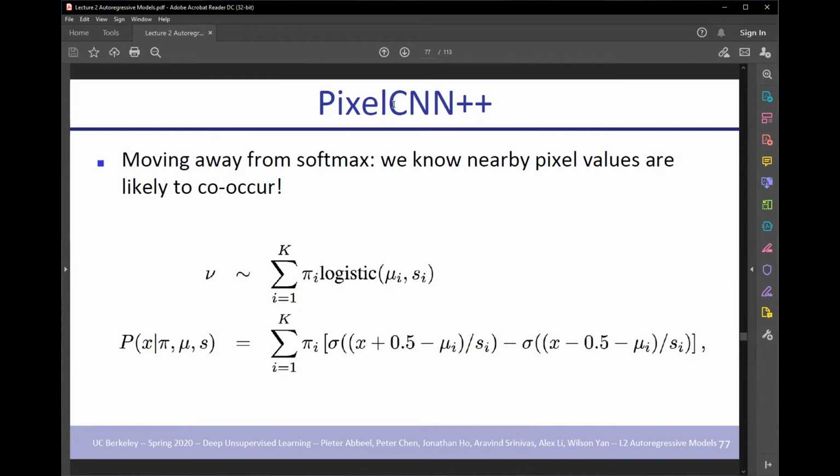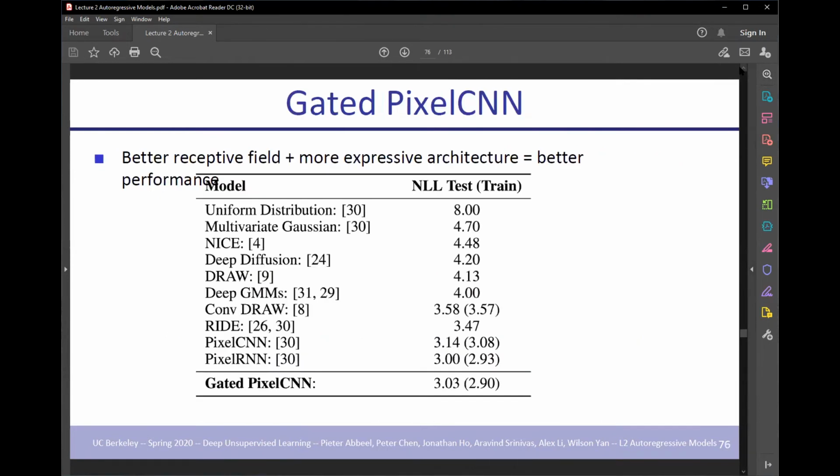I have a question on the previous slide. Yes. So I really don't understand how they are measuring the performance of autoregressive architecture?